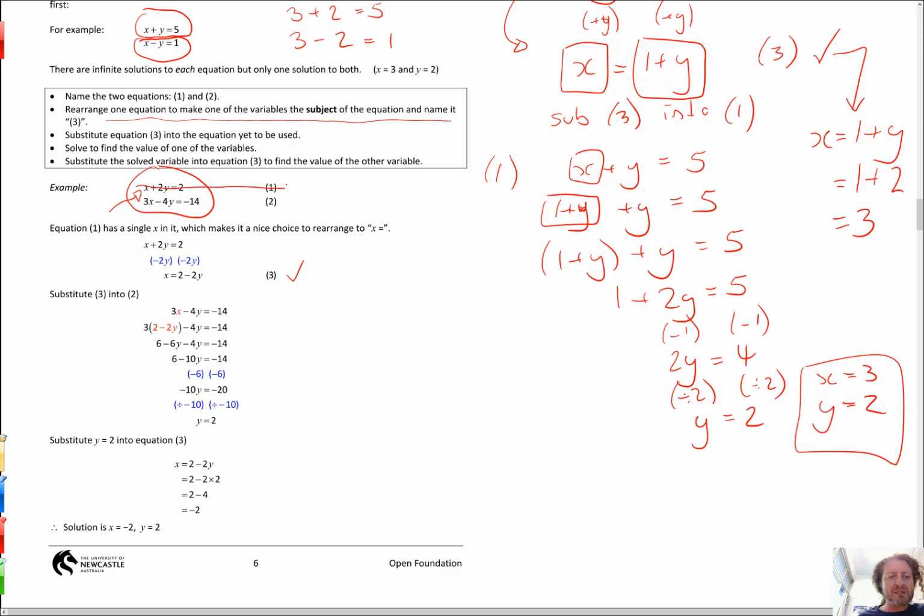Then it says to sub that into the one you haven't used yet. So the one I haven't used yet is 3x minus 4y equals minus 14. Here we say x is equal to 2 minus 2y. So here you see in red, I've replaced that x with a 2 minus 2y. And I put brackets around it because the 3 was multiplying all of that x. So the 3 will similarly multiply all of 2 minus 2y. So I've got to expand. 3 times 2 is 6, and 3 times minus 2y is minus 6y.